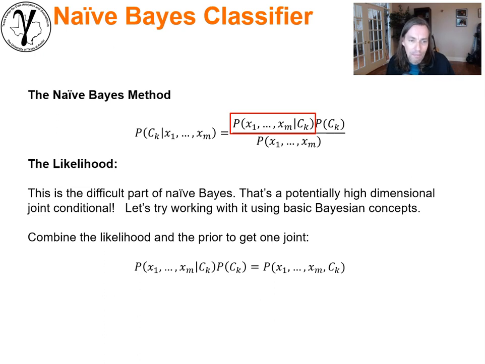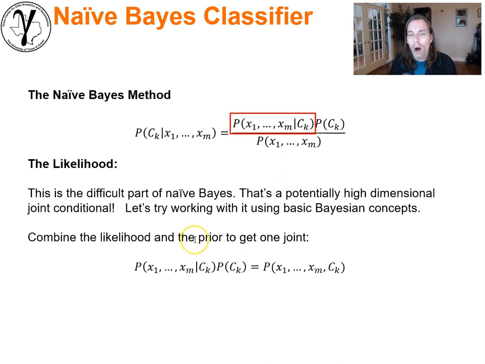The likelihood term. Look at it. This is really, really difficult. It is potentially a very high dimensional joint with a conditional on the category. So in order to calculate this probability, this is really high dimensional. In fact, it's likely we'd never have enough data to be able to calculate it, and it would be very difficult for us to ever work out. So we're just going to say we're not going to do this. We can't do this. So what are we going to do?